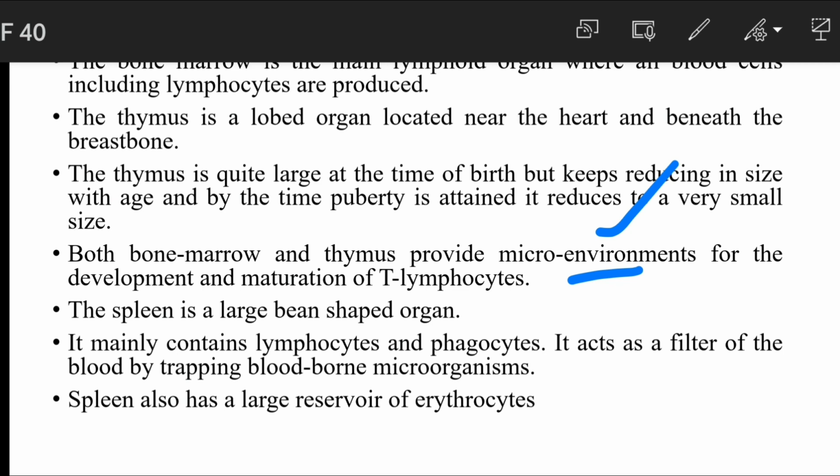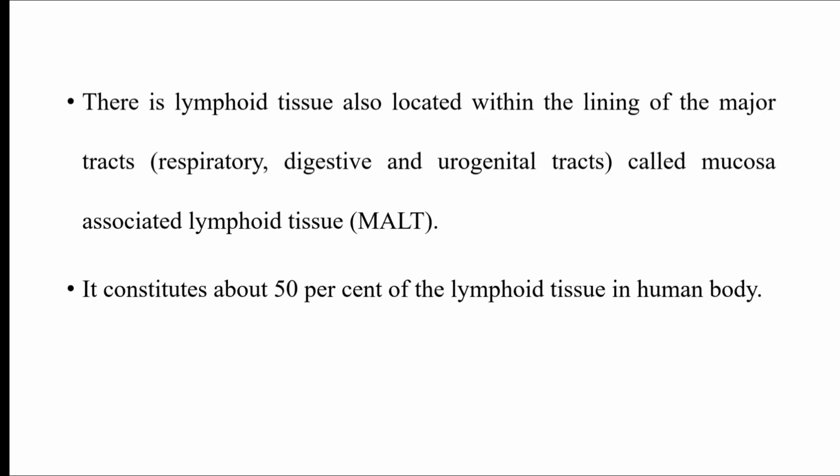Spleen is a bean-shaped organ. It contains lymphocytes and phagocytes. It acts as a filter of the blood, trapping blood-borne microorganisms. Spleen also has a large reservoir of erythrocytes. The lymphoid tissue is also located within the lining of major tracts such as the respiratory tract, digestive tract and urogenital tract, called mucosa associated lymphoid tissue or MALT. It constitutes about 50% of the lymphoid tissue in the human body.